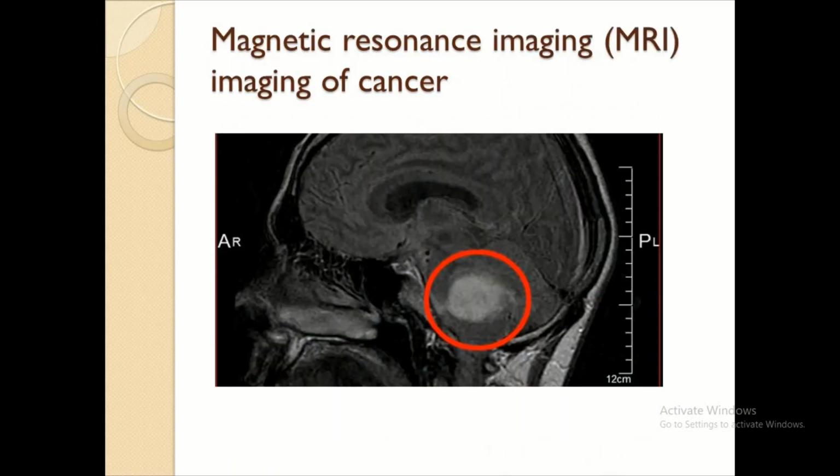The next one is MRI. MRI is one of the advanced methods to detect tumors. You see the brain tumor was detected by MRI scanning.